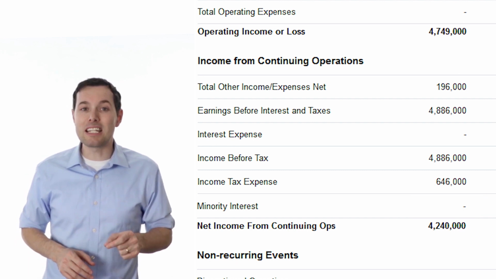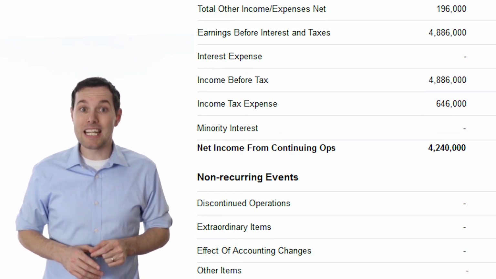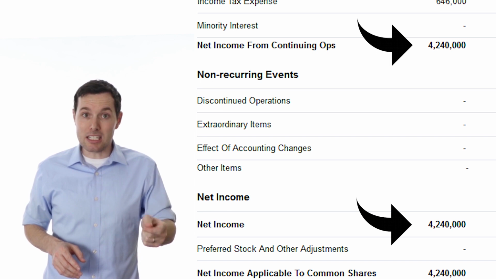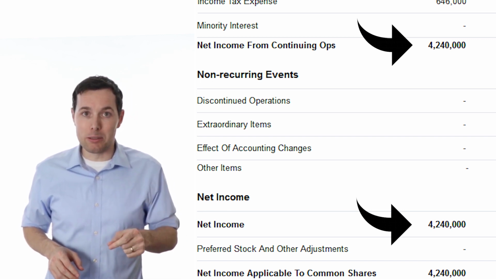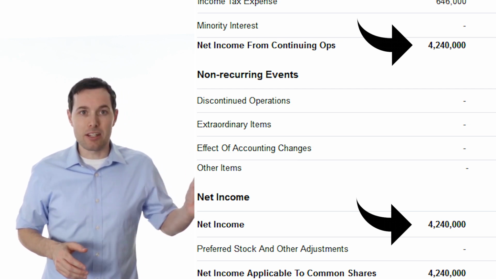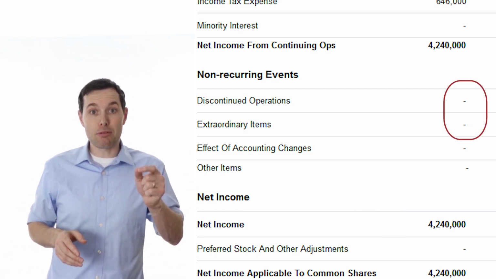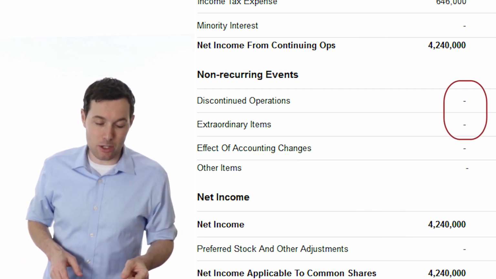This brings us to net income from continuing operations. In this case, it's the same as net income, which is the profit of the firm. Now, if there were any one-time items, like Nike sold their Canadian division or something like that, then they would break those numbers out into these categories.